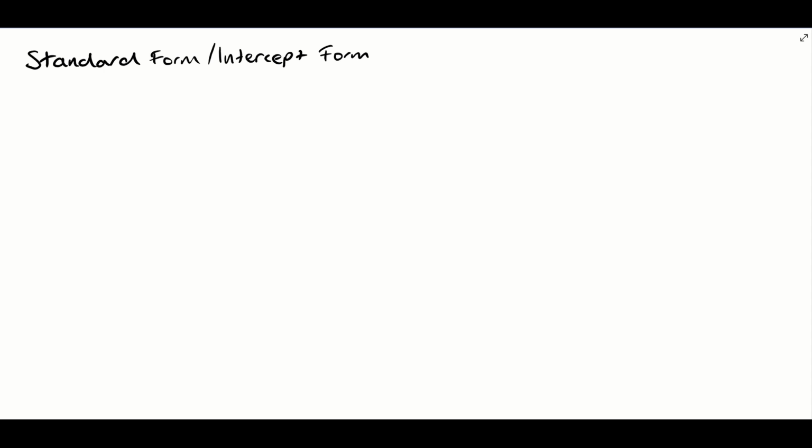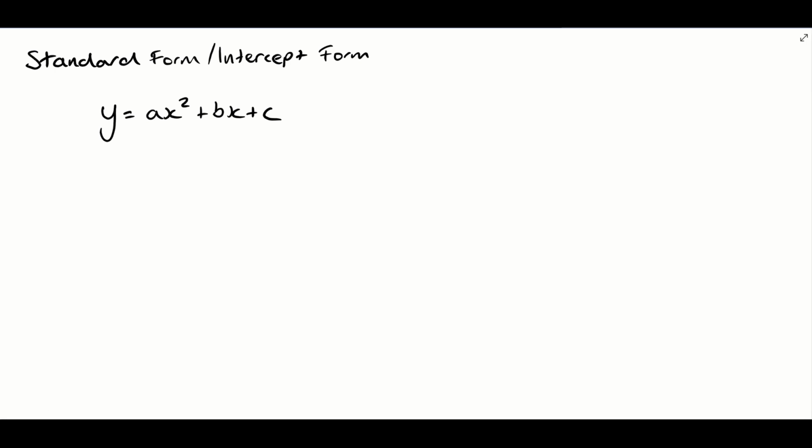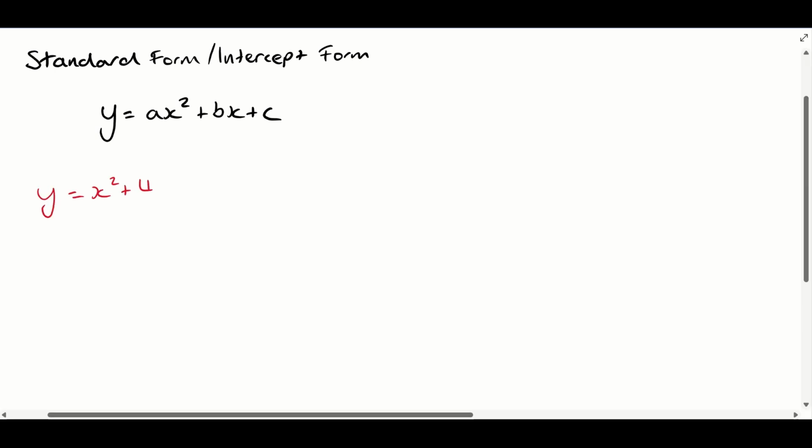So the equation for a quadratic in the standard form, or sometimes referred to as the intercept form, and we'll see why that is in just a moment, is y equals ax squared plus bx plus c. For example, if you put in different numbers for a, b, and c, you're going to get a different equation each time. So let's say it's y equals x squared plus 4x minus 21. And let's say we're asked to actually sketch this on a graph.